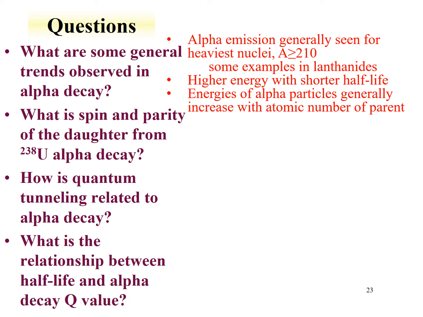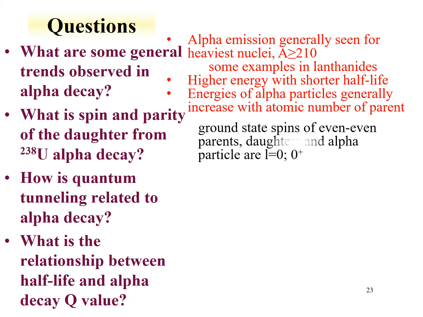So what is the spin and parity of the daughter from a uranium-238 alpha decay? Well, we discussed this earlier. We gave an example with thorium-228. The ground state spins of even parents, daughters, and alpha decays are all 0, and so the daughter will tend to be 0 plus.